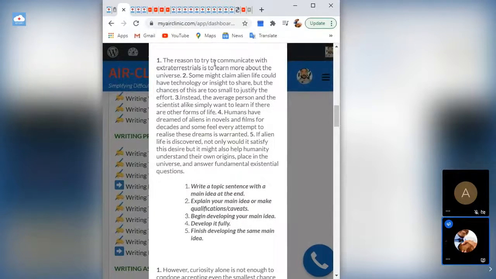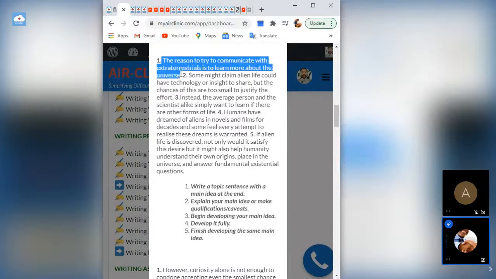He says the reason to try to communicate with extraterrestrials is to learn more about the universe. He has stated the general topic sentence of this entire body. So that's what the first sentence is about. Write a topic sentence with a main idea at the end. Then explain your main idea or make qualifications or caveats. Here he explains his main ideas. Then you begin developing your main idea, develop it fully, and finish developing the same main idea.